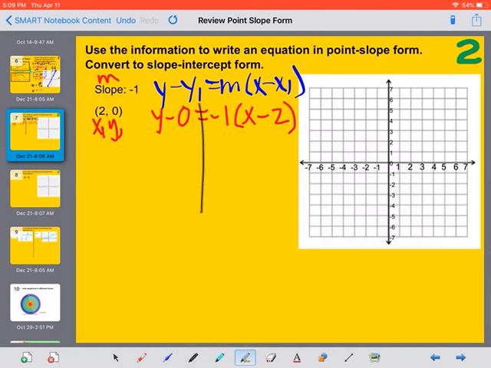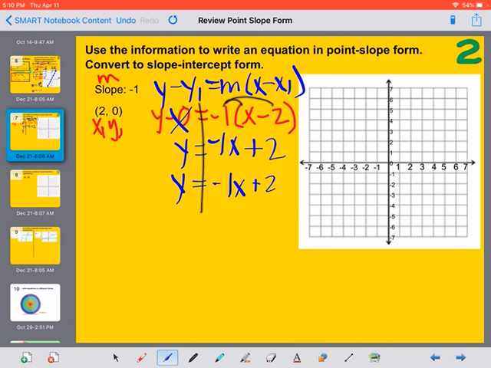So draw your line down. Whatever we do to one side, we have to do to the other. But we need to distribute first. Negative 1 times x is negative 1x. A negative times a negative is a positive 2. And then we have y minus 0. We don't really need the minus 0, so we just have y equals negative 1x plus 2, which is y equals mx plus b.